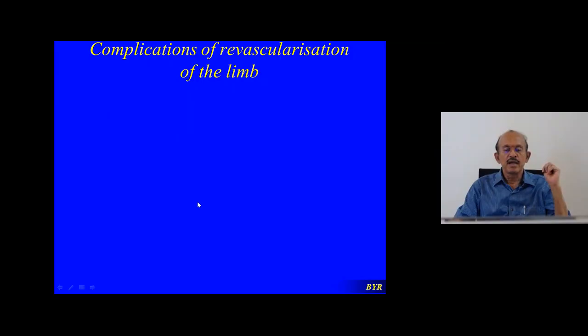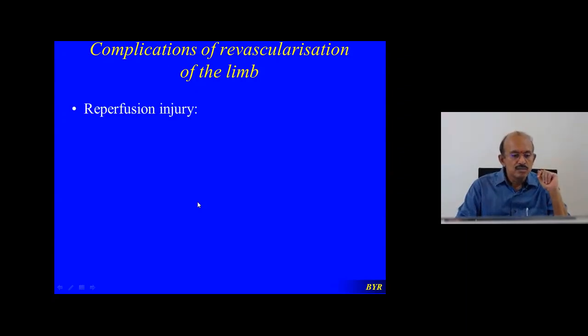Complications of revascularization of the limb. Once you remove the embolus and thrombus, the blood flow to the ischemic limb will be restored. This is called the revascularization phenomenon. Reperfusion injury.